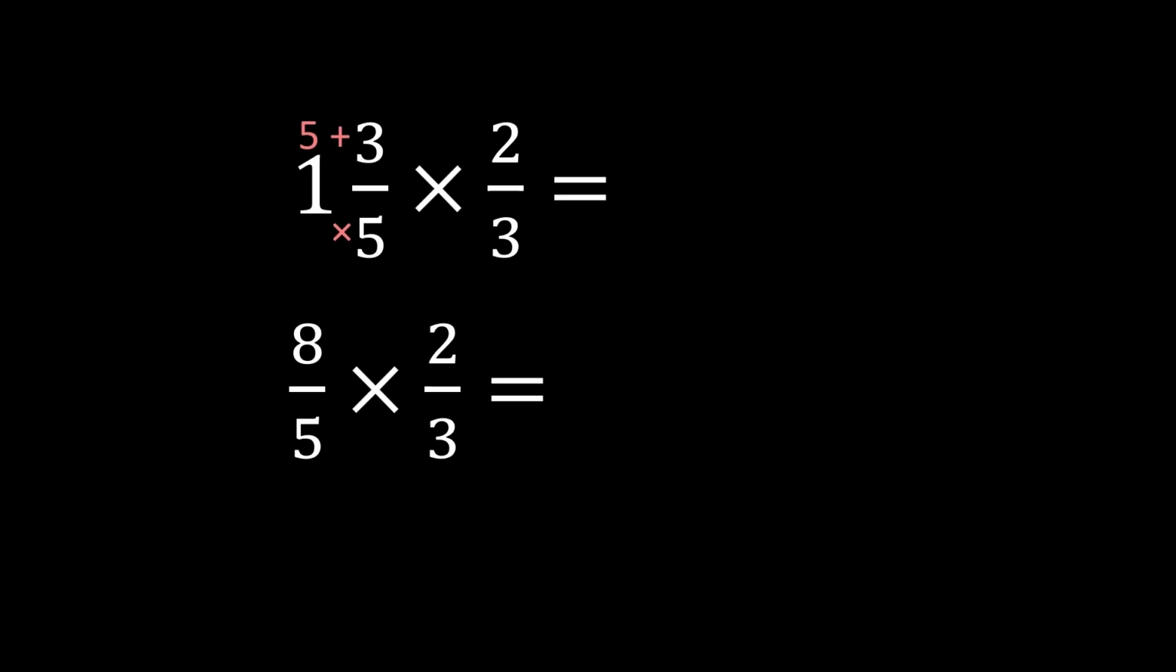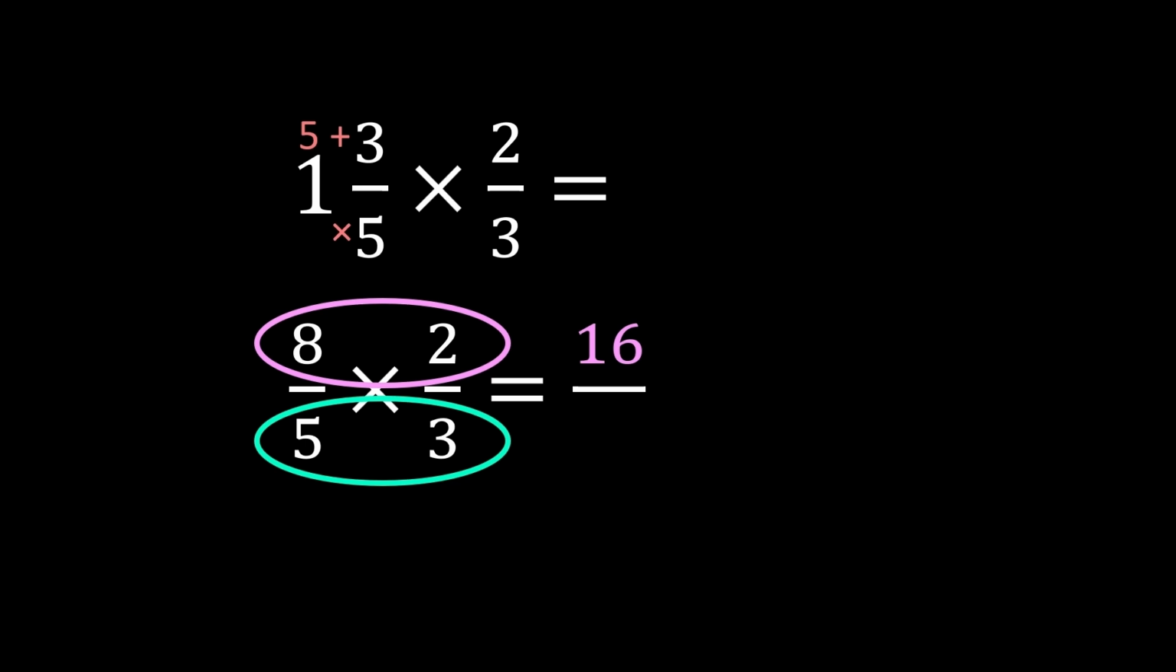times 2/3. So we're doing numerator times numerator. 8 times 2 is 16, and then denominator times denominator. 5 times 3 is 15.